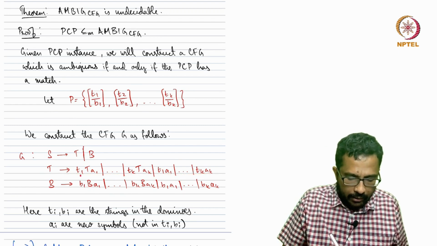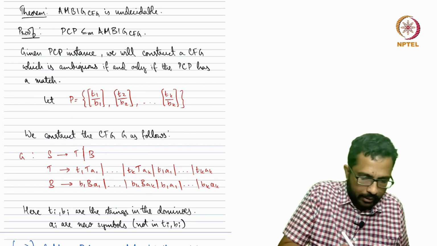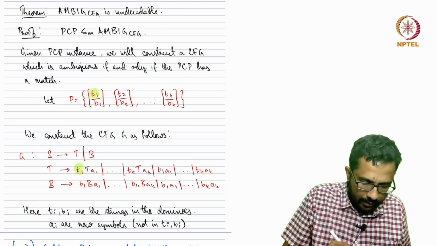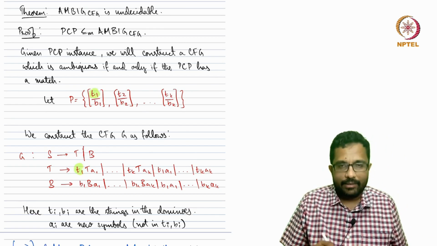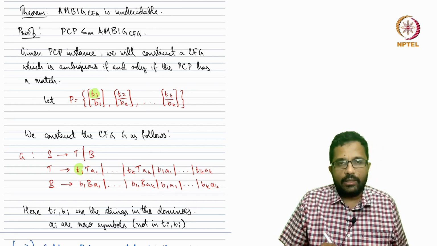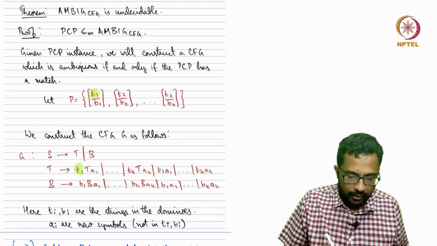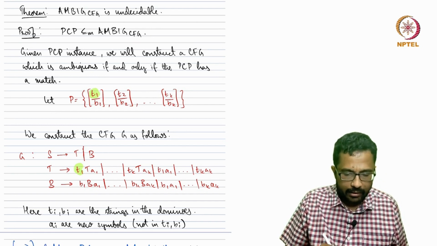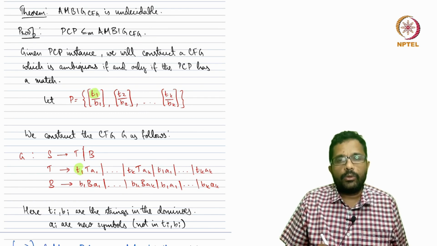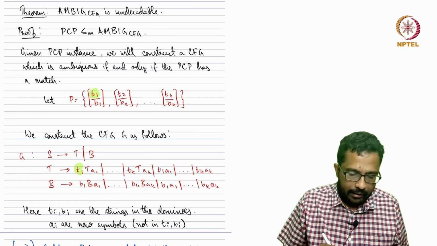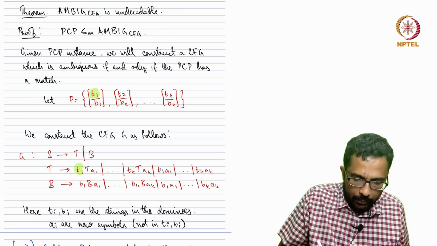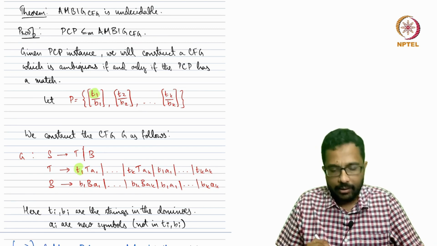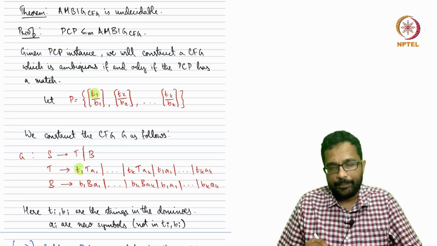T gives T1 T A1, where this T1 is the same as the T1 in the PCP instance. It is a string, and similarly T2 T A2, and so on up to Tk T Ak, and also T1 A1, T2 A2, up to Tk Ak, where there is no variable involved. This is one branch of computation.